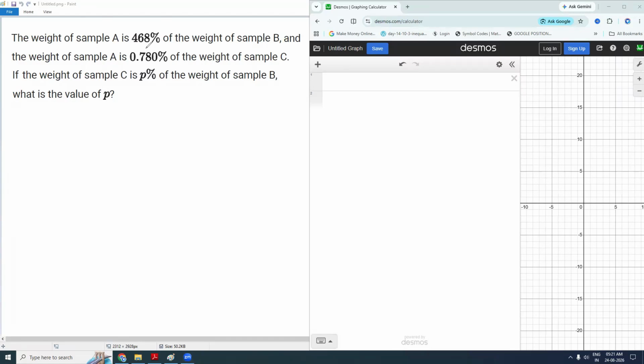The weight of sample A is 468% of the weight of sample B, and the weight of sample A is 0.780% of the weight of sample C. If the weight of sample C is P% of the weight of sample B, what is the value of P?